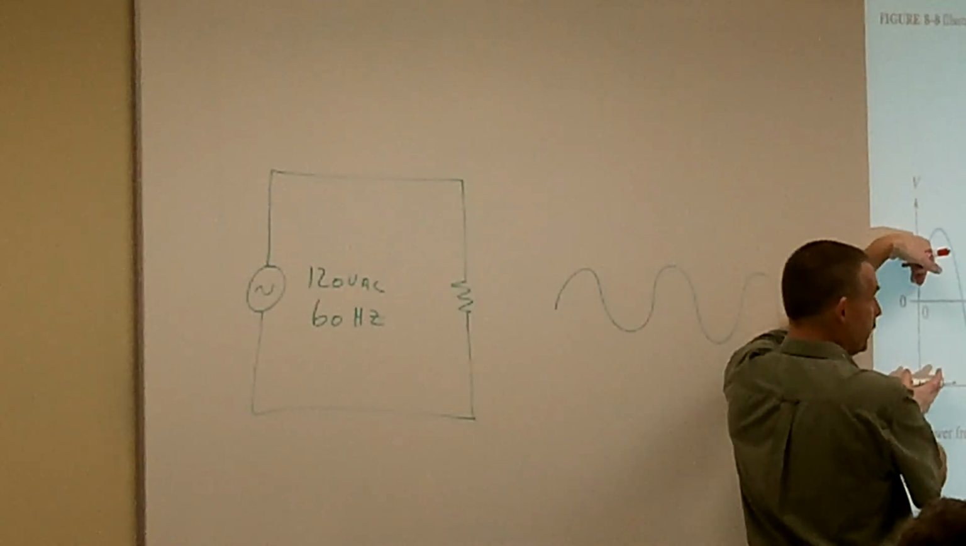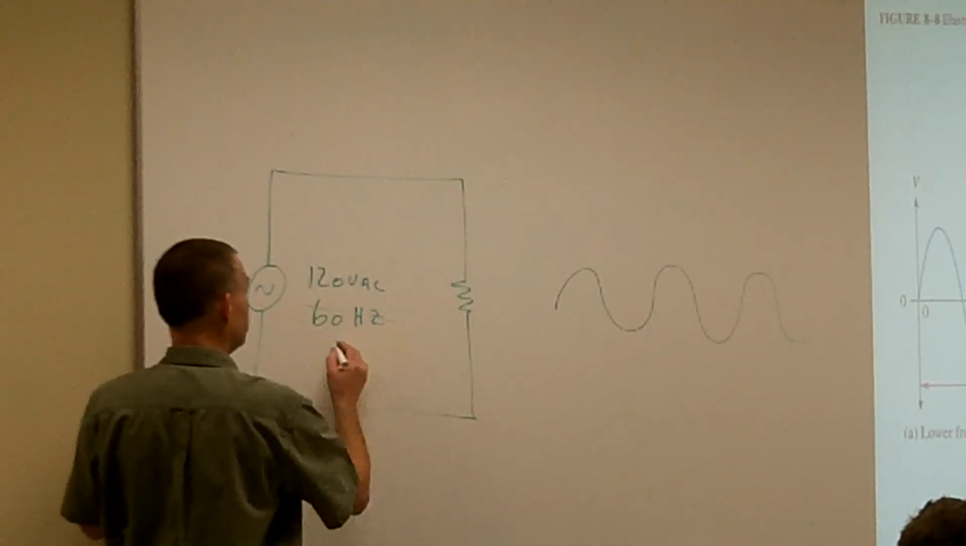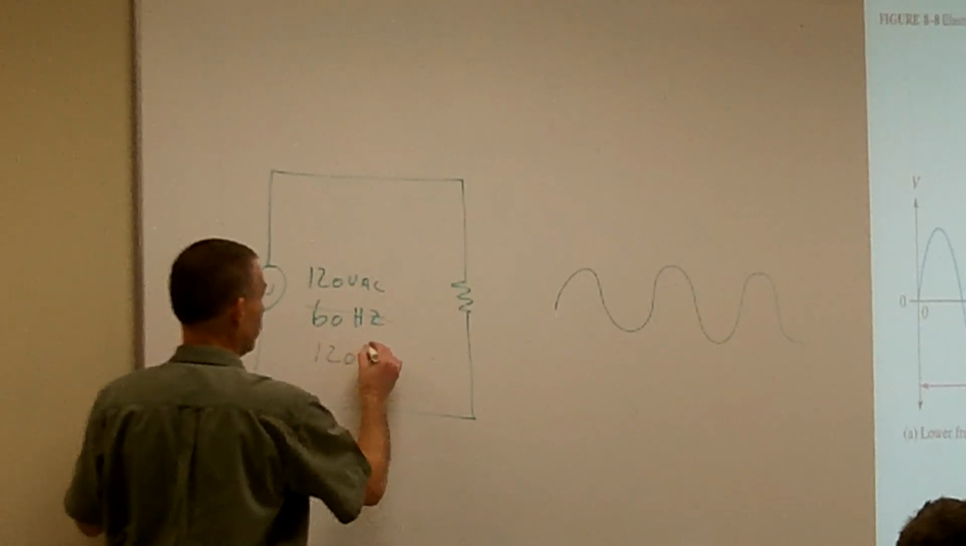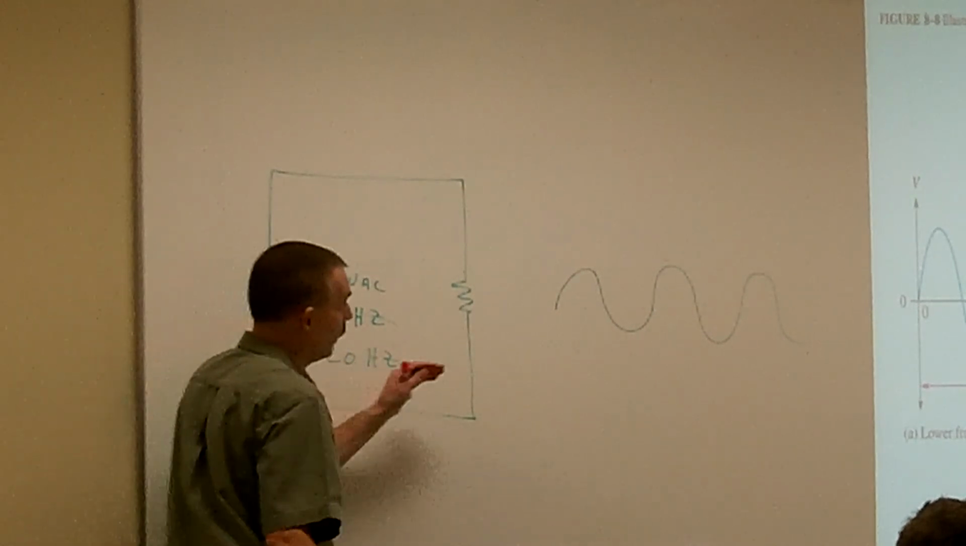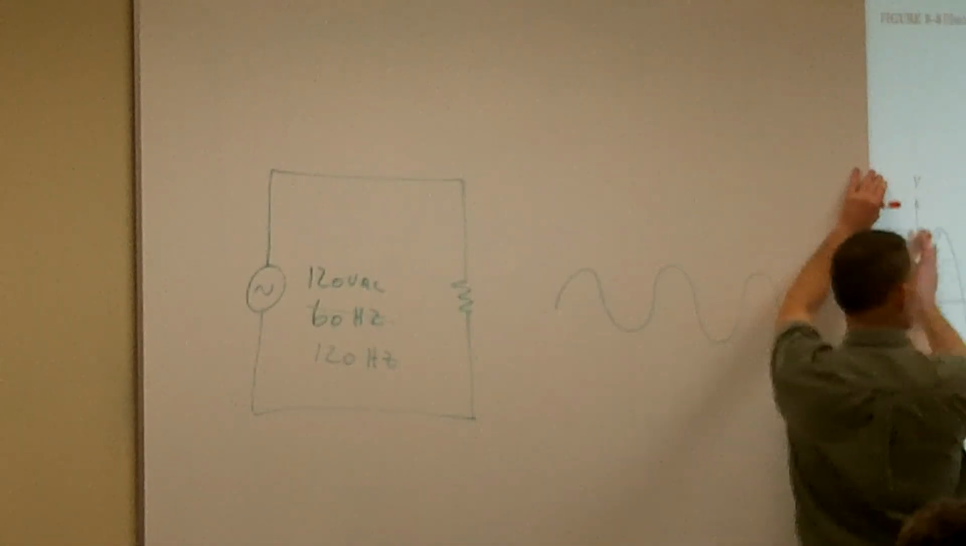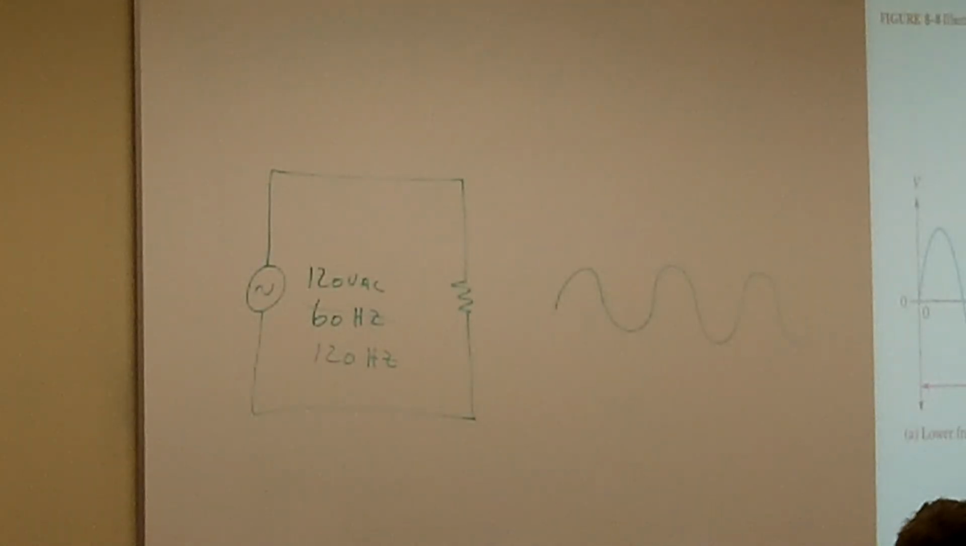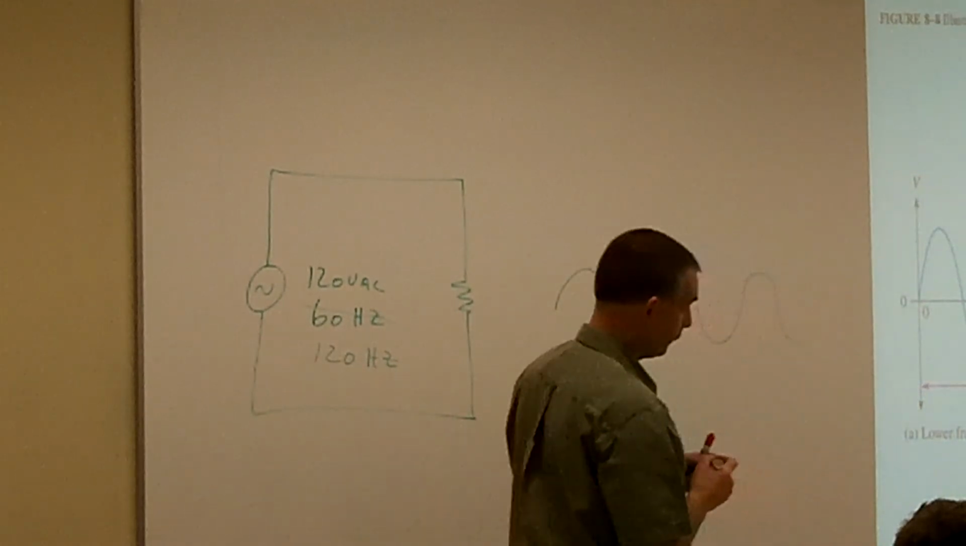If I increase my frequency, let's say I change this to 120 hertz, what it's going to do now is it's going to do it 120 times in 1 second. So I'm going to be changing the direction of that signal twice as many times in 1 second. So my frequency is going to increase.